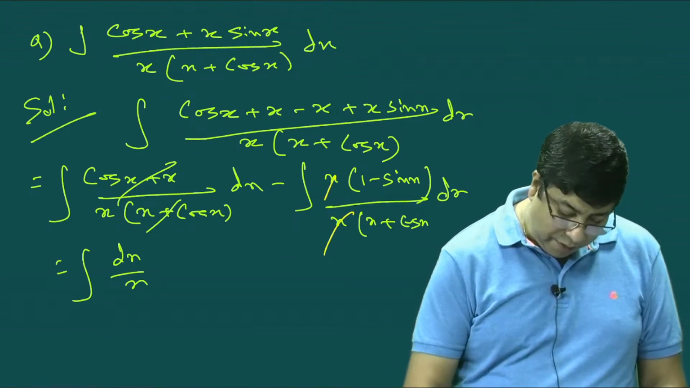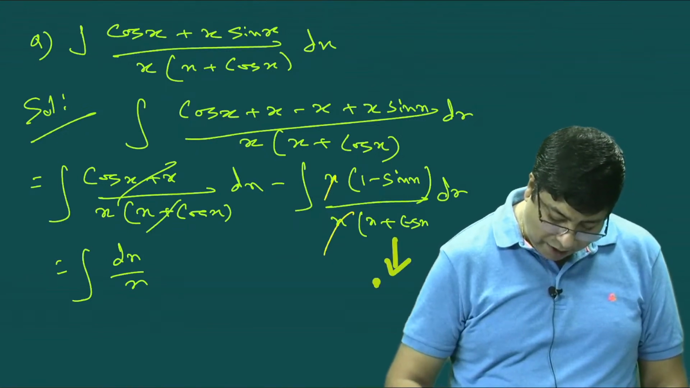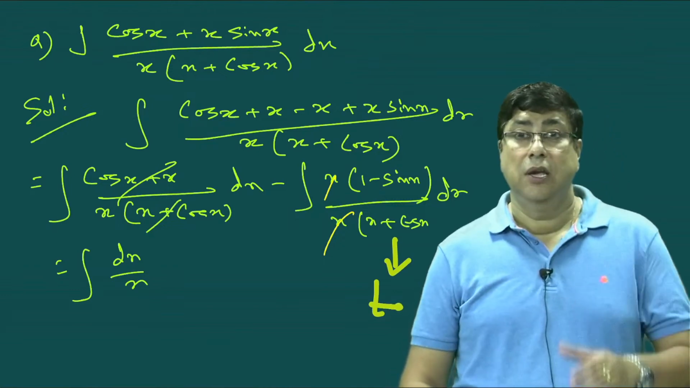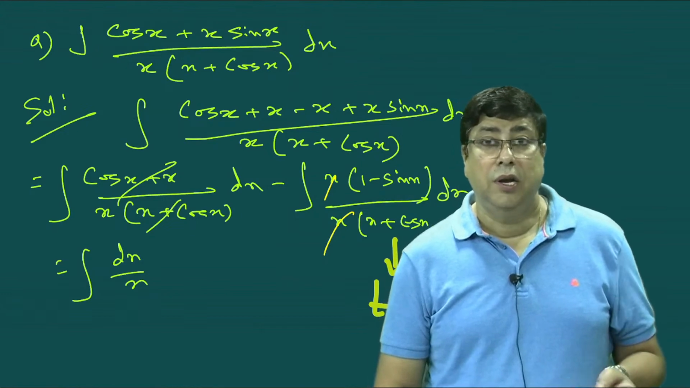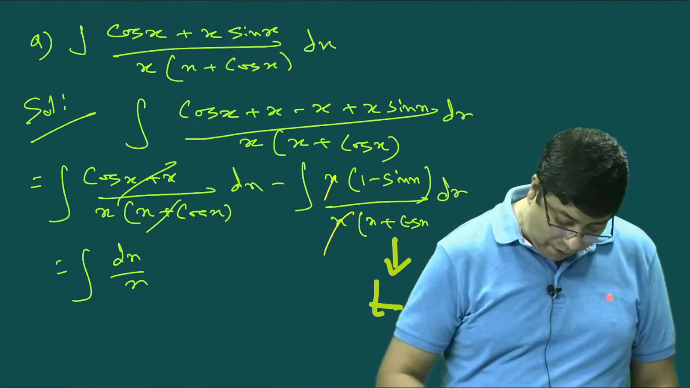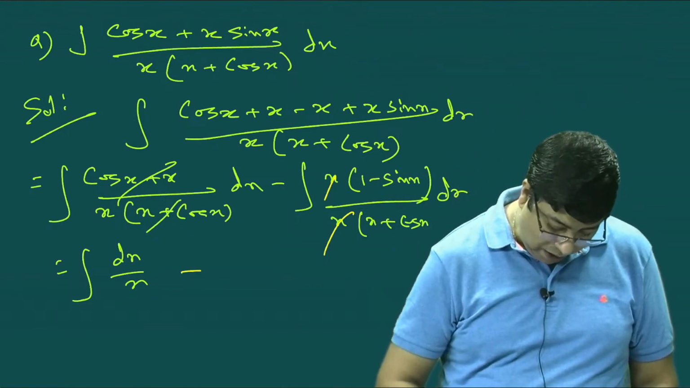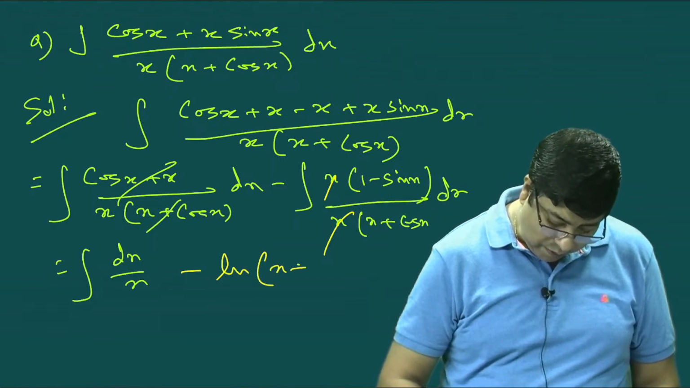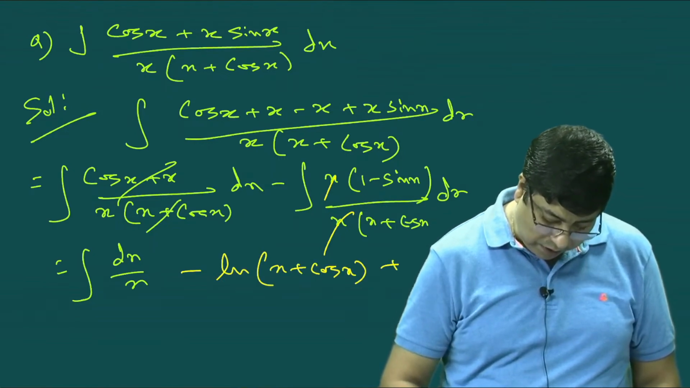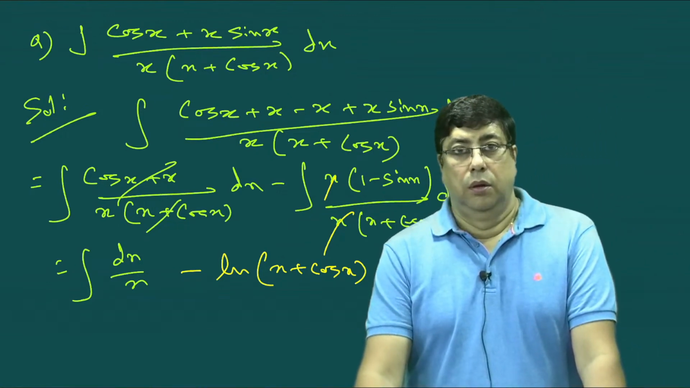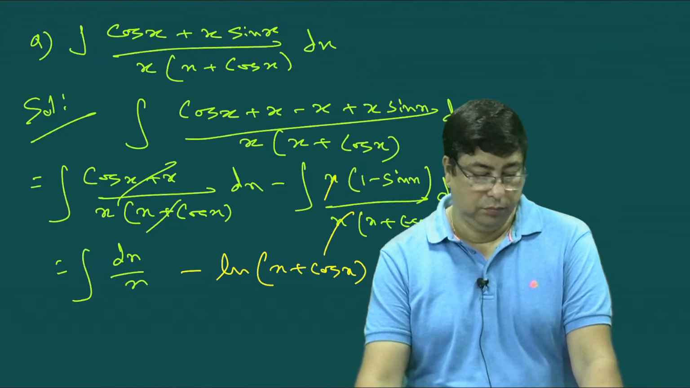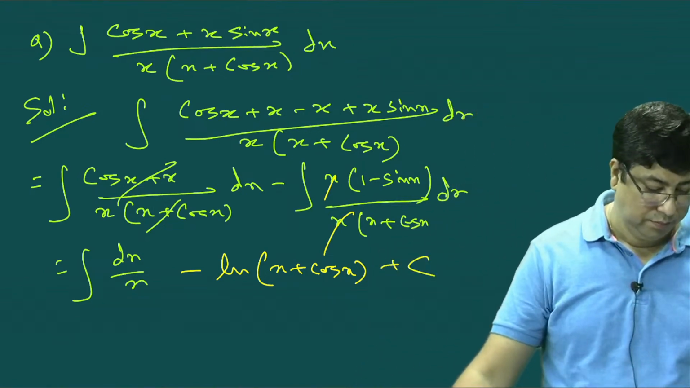So if we take denominator as t, x plus cos x, its derivative is 1 minus sin x dx. So directly we can take dt by t. So final answer is minus log of x plus cos x plus c. Sum is over. Next sum.